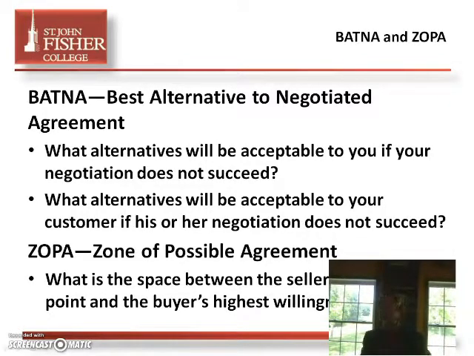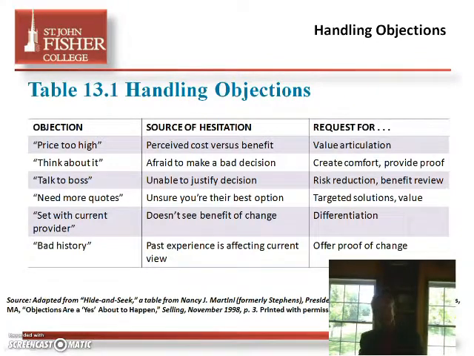Once you get that on the table, that becomes a zone of possible agreement: the space between where you are and where you need to be, or where the buyer wants you to be. Sometimes in that zone, you can meet. Sometimes you can't. But again, you need to be prepared to walk away.